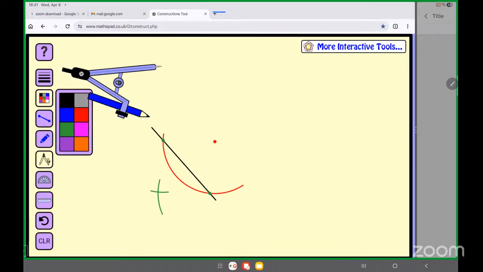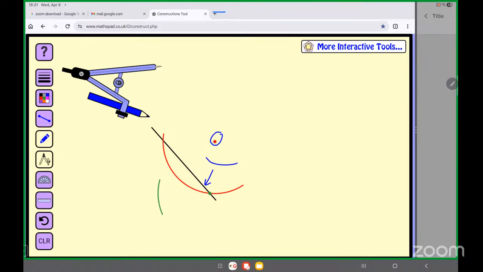When you draw a straight line through the intersection and the point, then this line is going to be your perpendicular. This line is a perpendicular from this point to this line.